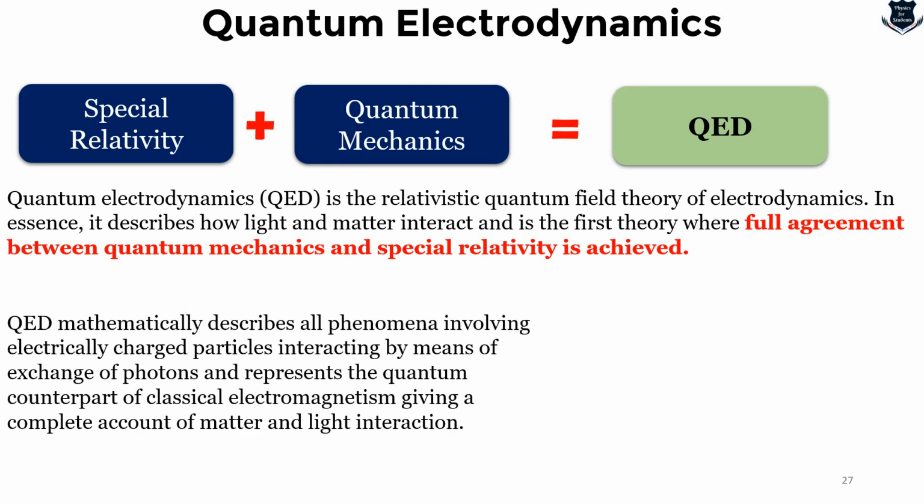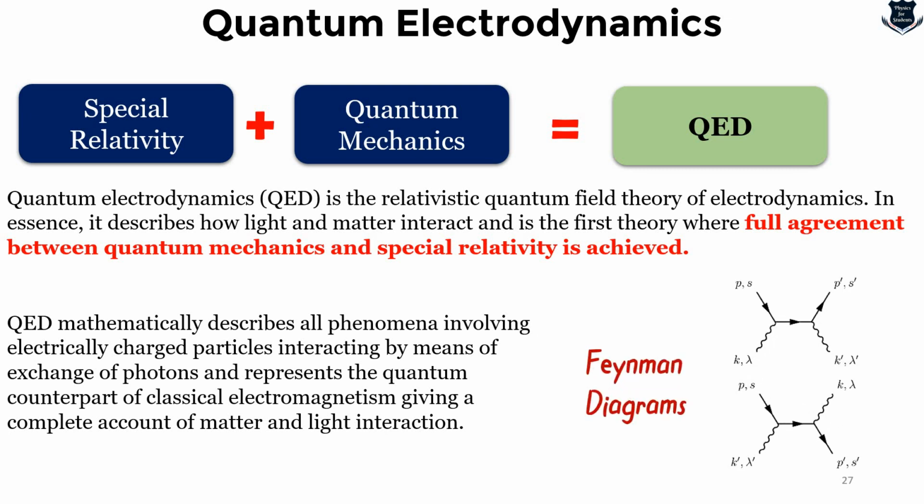So what does QED tell us? QED mathematically describes all phenomena involving electrically charged particles interacting by means of the exchange of photons. Most importantly, one great person who made it possible, I mean to say made it easy, was none other than Richard P. Feynman. On the right-hand side of your screen you can see Feynman diagrams. I will make a later video explaining what Feynman diagrams are. These are very simple diagrams which show the creation and annihilation of different subatomic particles.